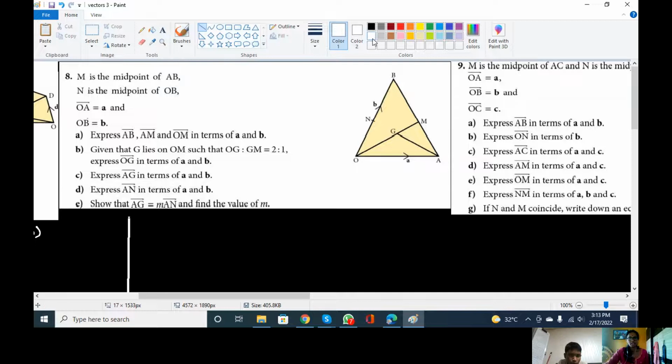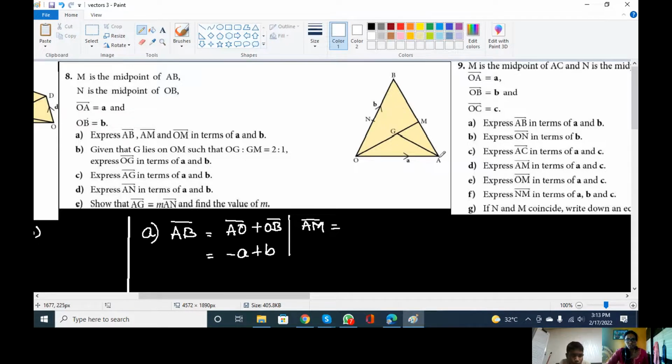First let's find out AB. A to the B. So AO plus OB. So AO plus OB is negative AO plus OB, which is nothing but negative a plus b. Let's keep like that.